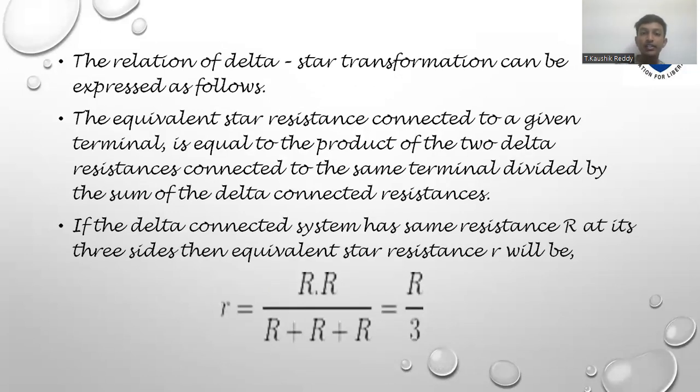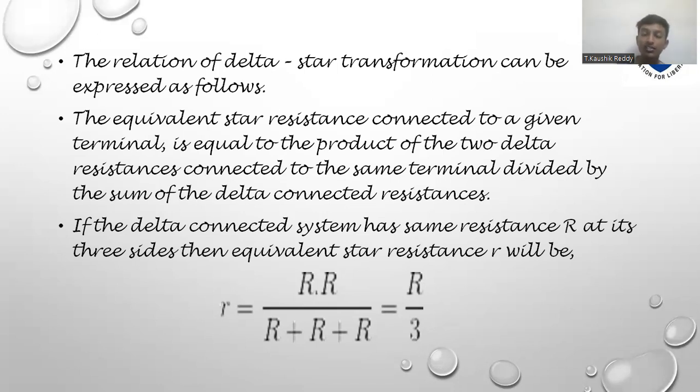The relation of delta star transformation can be expressed as follows. The equivalent star resistance connected to a given terminal is equal to the product of two delta resistance connected to the same terminal divided by the sum of the connected resistance. This is nothing but expressing the formula in terms of words.